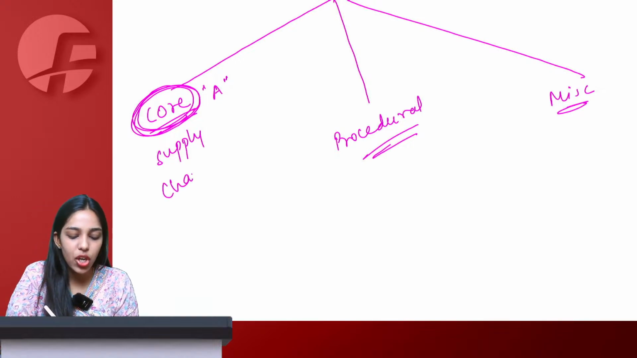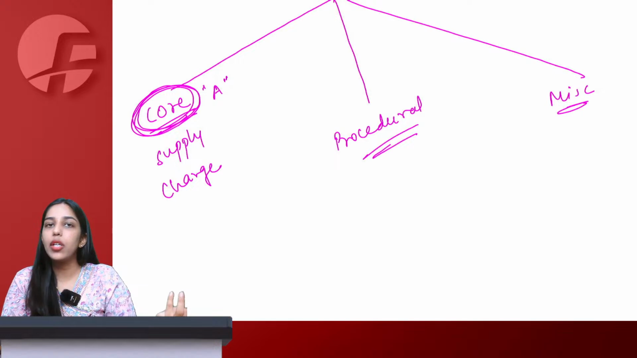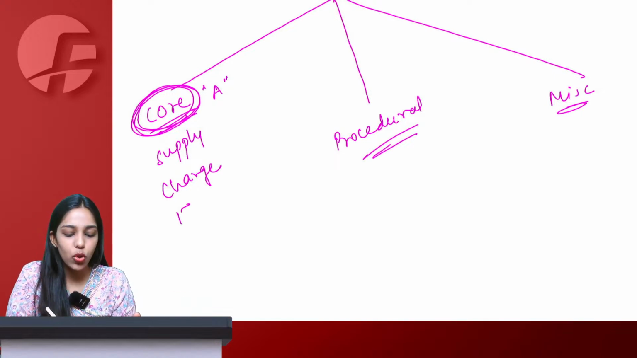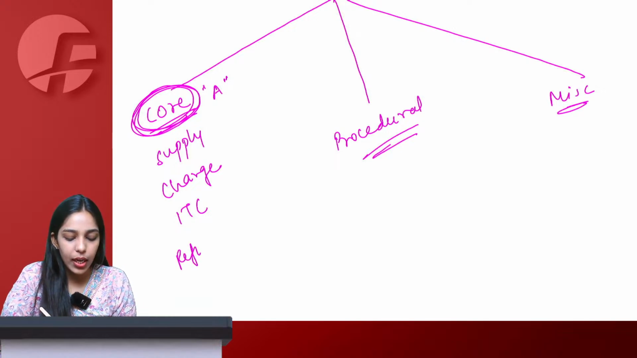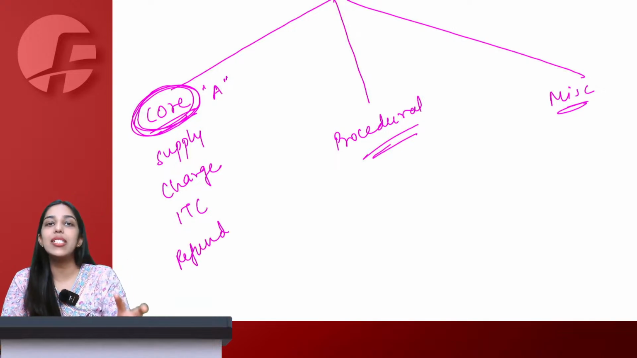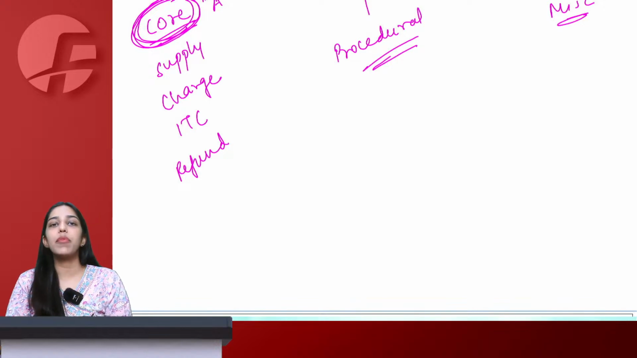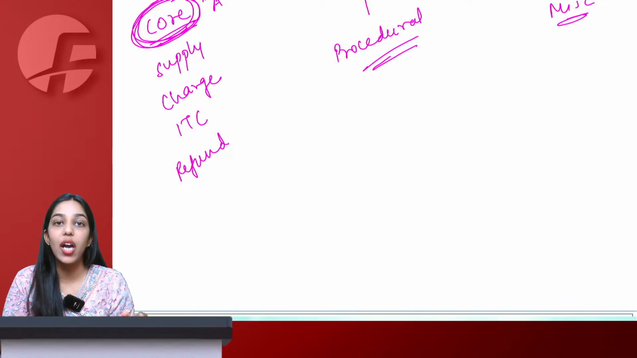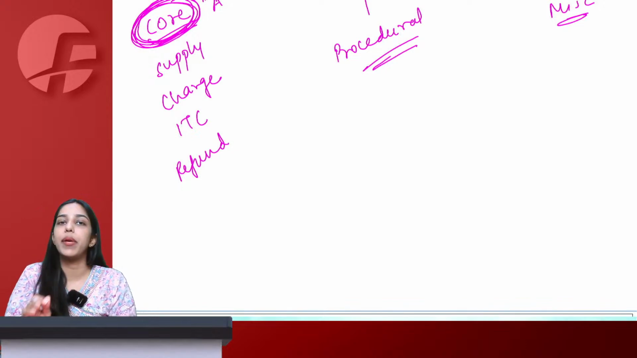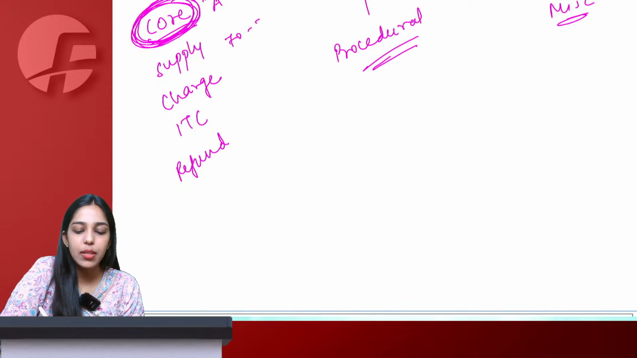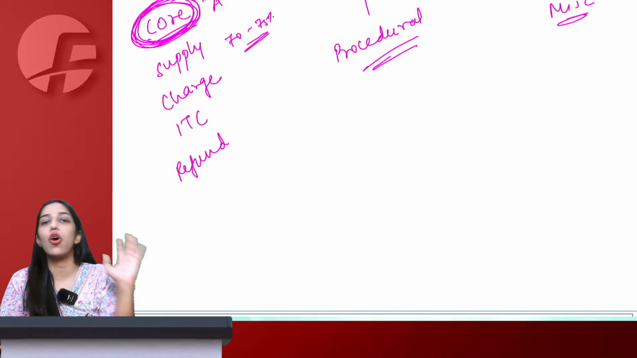Without understanding charge, there is no paper without the question of charge, RCM. There is no paper where the question of ITC is not asked. Refund again is a core chapter where you need to understand some things. So these kind of chapters like ITC, payment, charge, time of supply, value of supply, place of supply are the core topics which will cover approximately 70 to 75% of your paper.